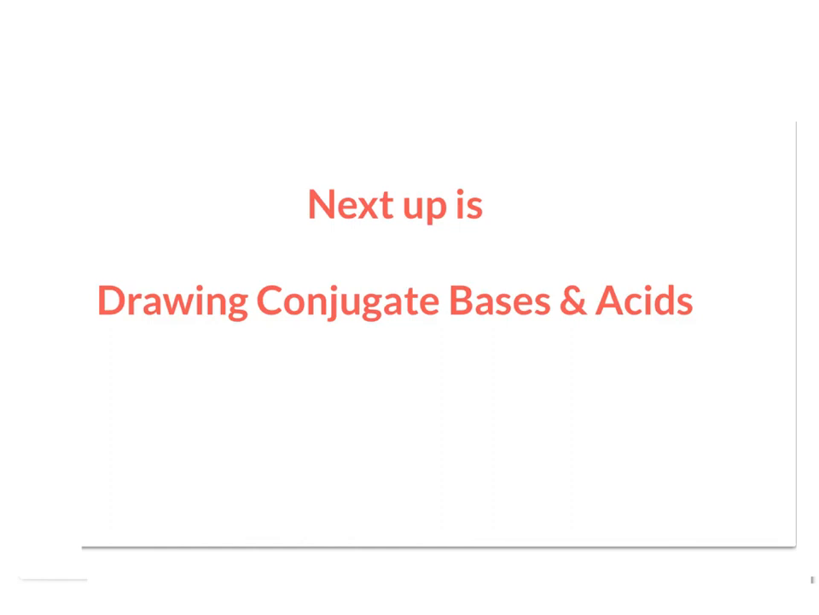So now that we've figured out how acids and bases react together, the next step is how would we draw the conjugate base or the conjugate acid, giving only the structure or the formula. So we'll talk about that in the next video. It just was a little bit too long to fit into this one.